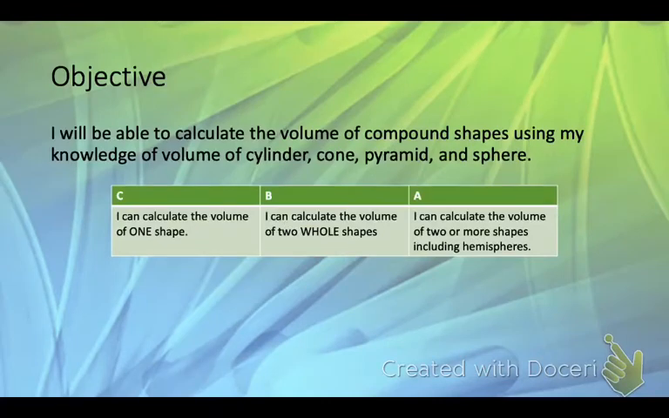Okay, so our objective during this video is to calculate the volume of compound shapes using my knowledge of volume of a cylinder, cone, pyramid, and sphere. And to be at a level A, we need to be able to calculate the volume of 2 or more shapes, including hemispheres, which are like half a sphere.